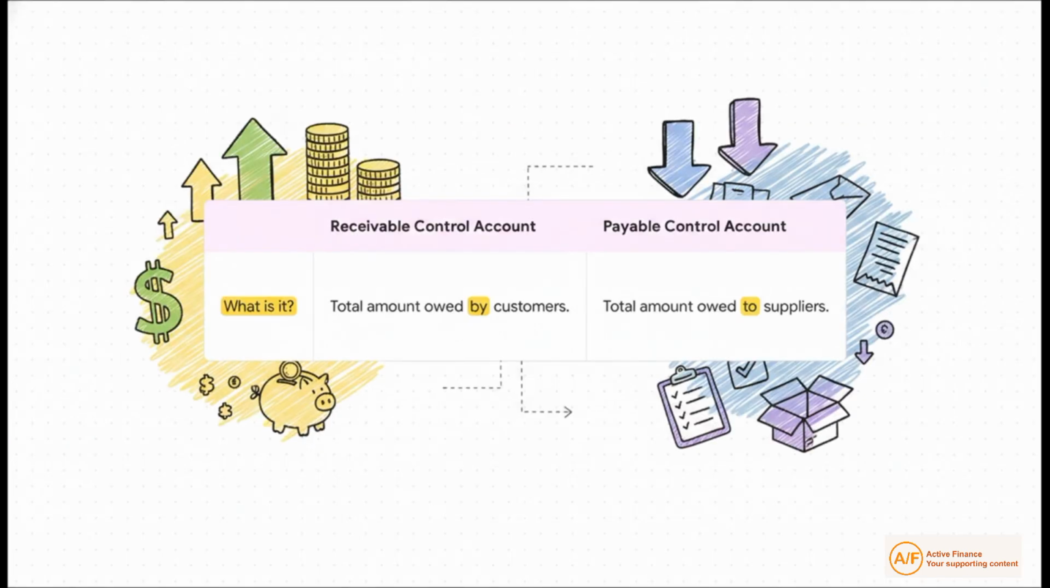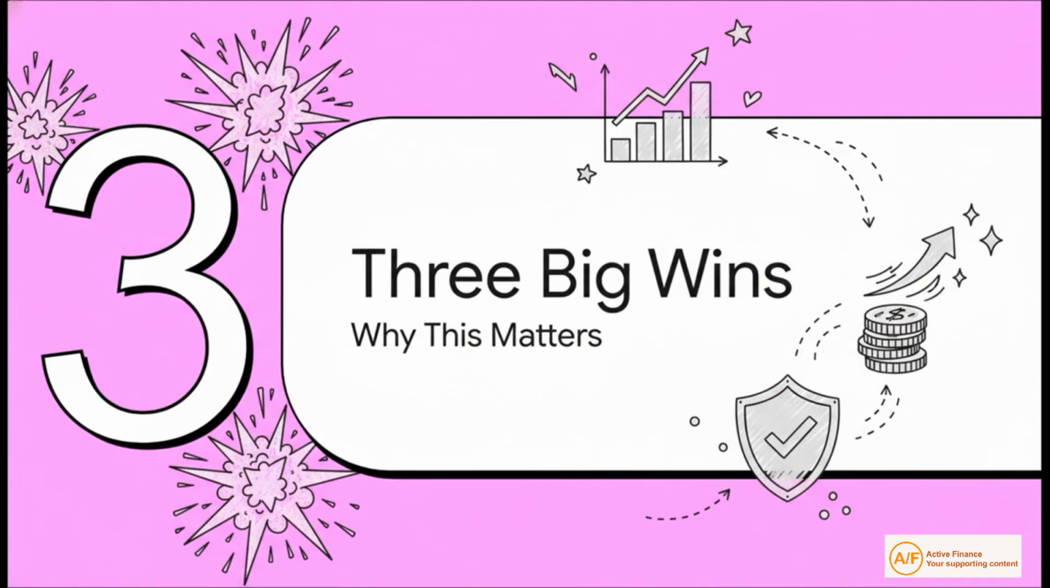So on one side, you've got your receivable control account. This is your money in dashboard. It shows you the grand total of what all your customers owe you. It's basically every single customer invoice all added up into one clean number. And then on the other side, you've got the payable control account. That's your money out dashboard. It shows the total amount you owe to all of your suppliers. Pretty simple, right?